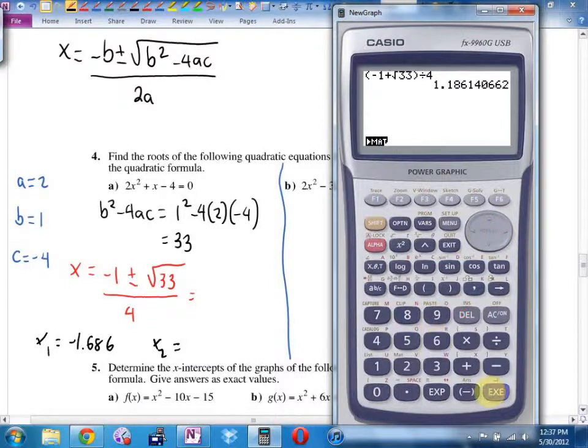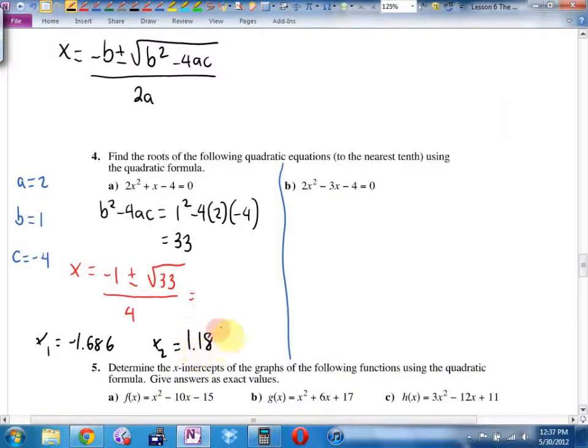And is one of your roots 1.186? Yeah. Does it matter whether you do minus first and then plus? No, just do them both, please. Okay. And this is our lazy way of not writing it out twice, right? It's really negative 1 plus the square root of 33 over 4 and negative 1 minus the square root of 33 over 4.